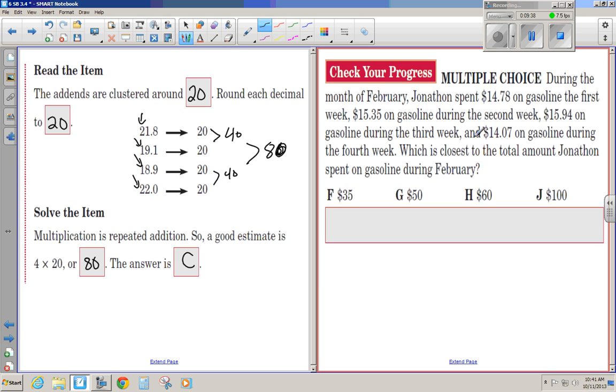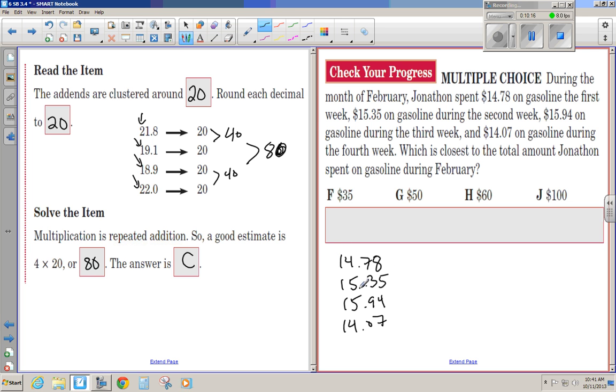All right, so let's take a look at these. Check your progress. During the month of February, Jonathan spent $14.78 in gasoline the first week, $15.35 the next week, $15.94 the third week, and $14.07 on the fourth week. Which is closest to the total amount Jonathan spent on gasoline during February?